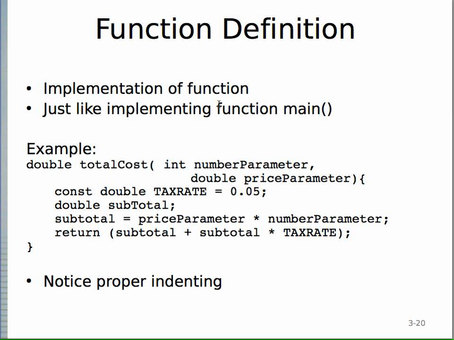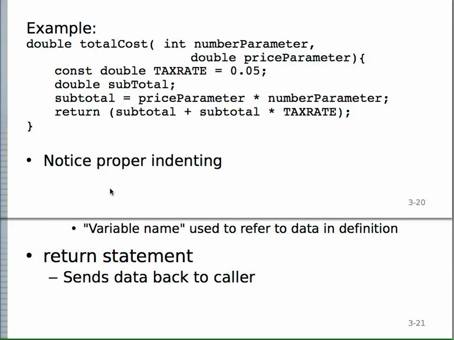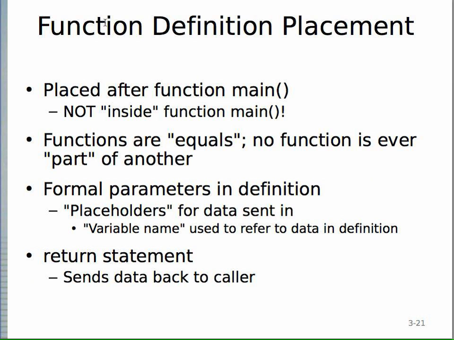The definition, in Java, we call it the method declaration and the method body. That's the open curly brace, close curly brace. That's the compound statement that the function implements. Function definition, as we saw, is usually placed after the main function, and it's not inside.